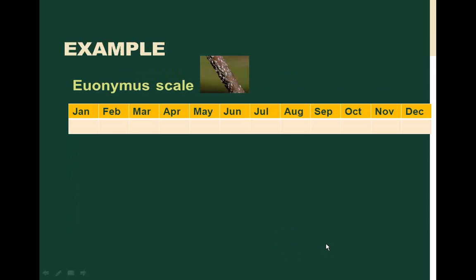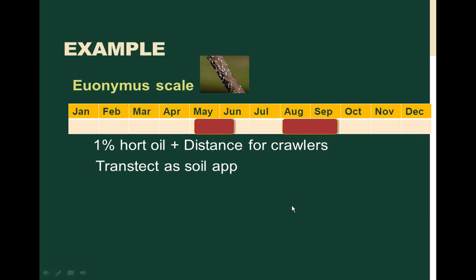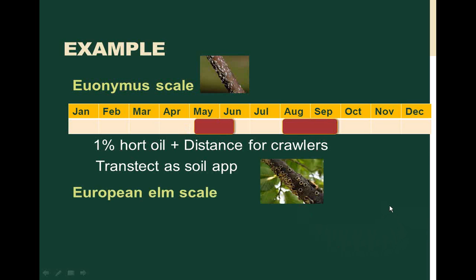Again, you want them to scale. This is, again, a hard scale, and this is the time period where you want to make that application, because this is when you want the active ingredient up in the tree, when the crawlers are present. Again, in this case, you're recommending 1% hort oil and distance for the crawlers. And the Transtec, you can do that as a soil app, probably in April or somewhere, because it takes very little time to get that into the tree.